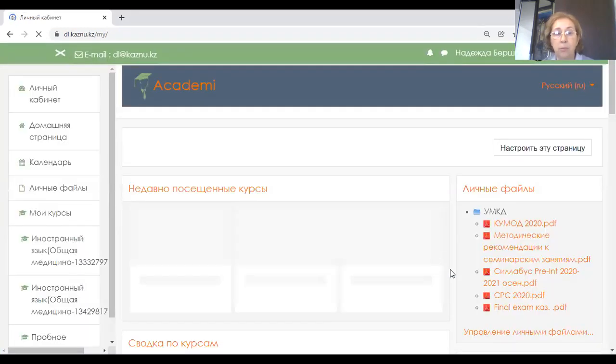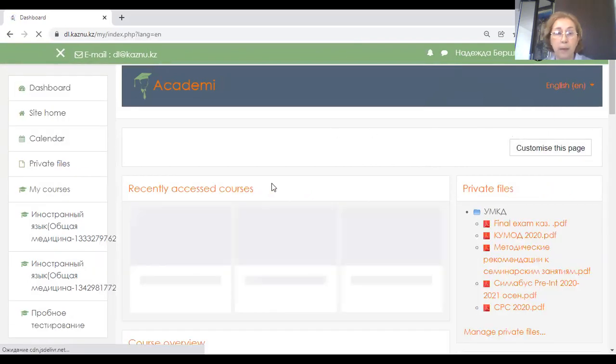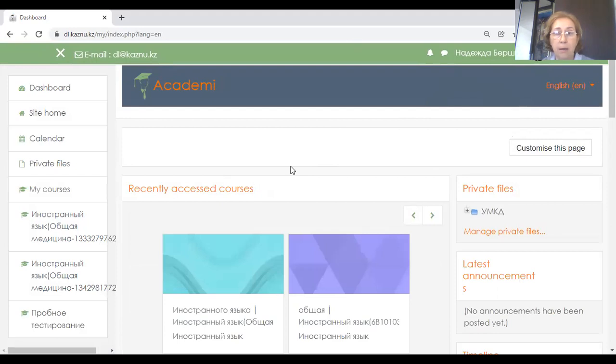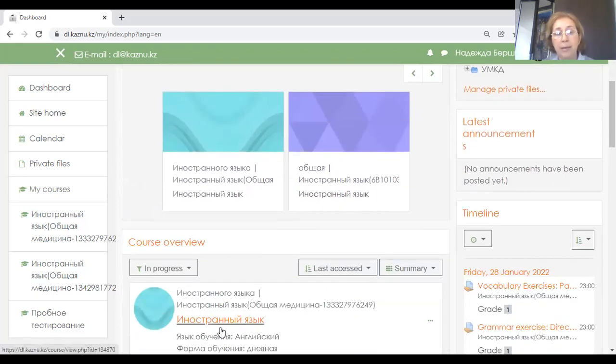And if you log into Moodle, you can see just a window very similar to my window. And you should find the subject. This is Russian. I'll change the language to English. Okay, but some words are still in Russian here. And you should find иностранный язык. This is foreign language.